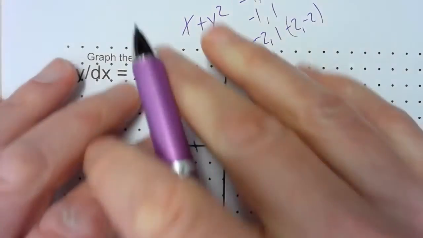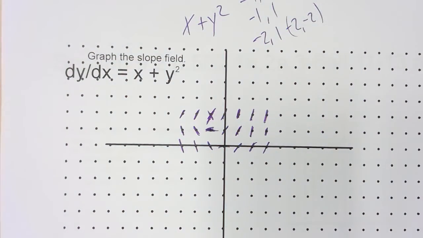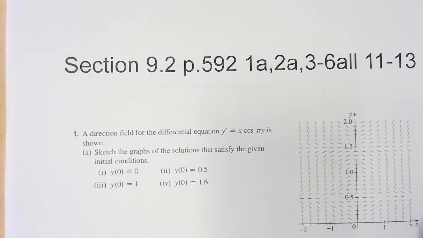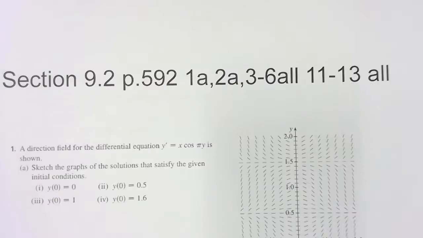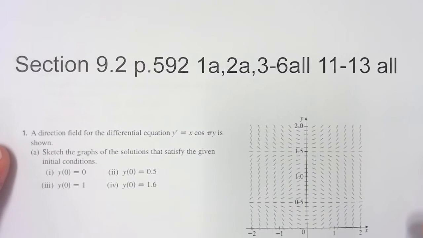Now you don't have to fill out the whole thing. That's what computers are for, but it's to get you to understand the concept here. All right, so here is the assignment. The assignment is on page 592, and I'm going to work through a bunch of these. We'll just do them together, okay? Because this is our new normal right now.